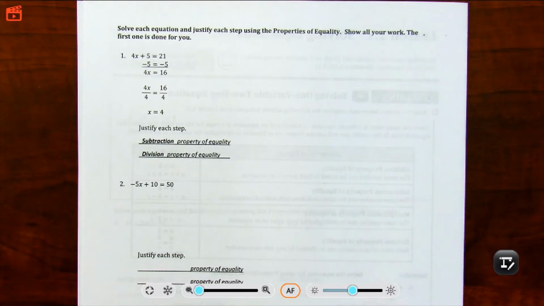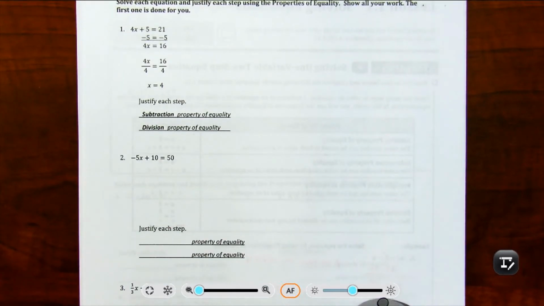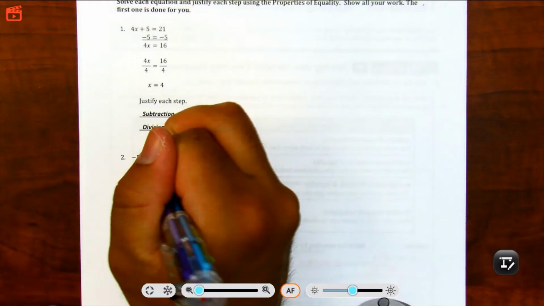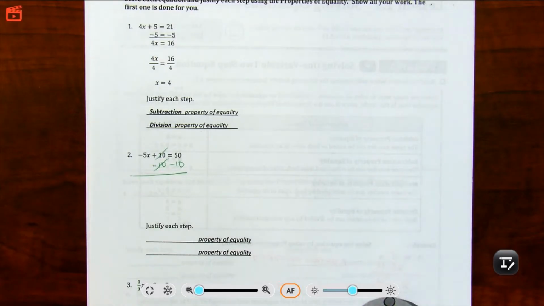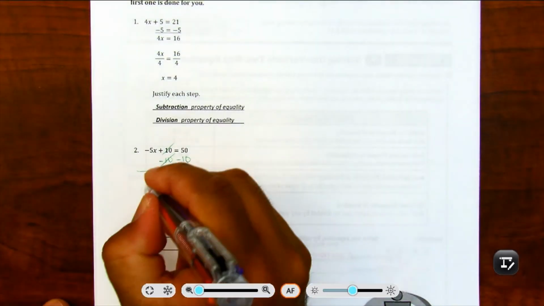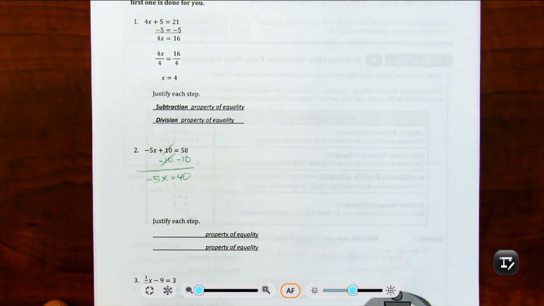So if you want to pause the video here and try problem number 2 and 3 on your own, and then press play to look at the solution, you can. But I'm just going to go ahead and go through these problems. For problem number 2, I have negative 5x plus 10 equals 50. What I need to do first is move the positive 10 to the other side by subtracting 10 from both sides, and that will cancel out those 10s. I'm left with negative 5x equals 40. And then I want to divide both sides by negative 5.